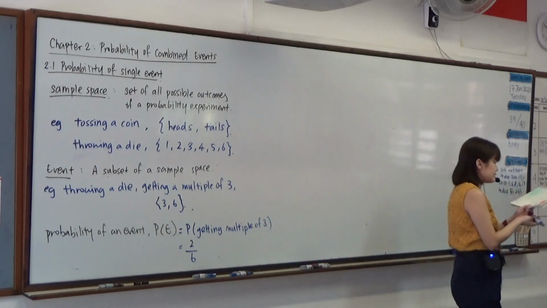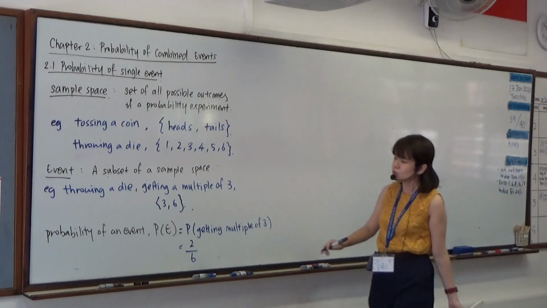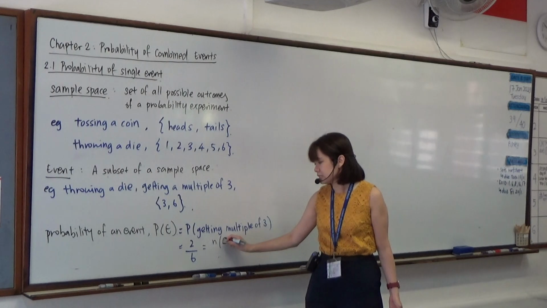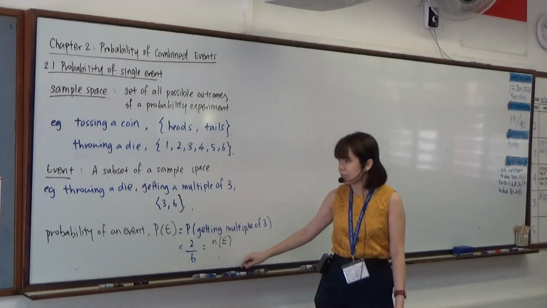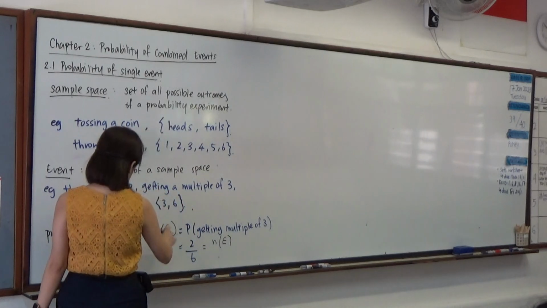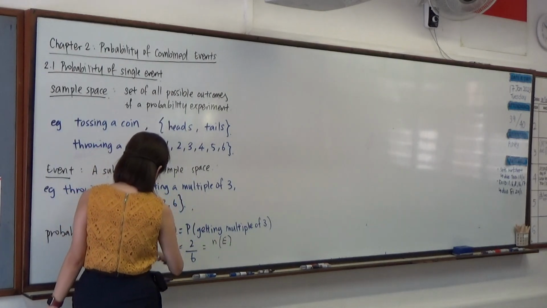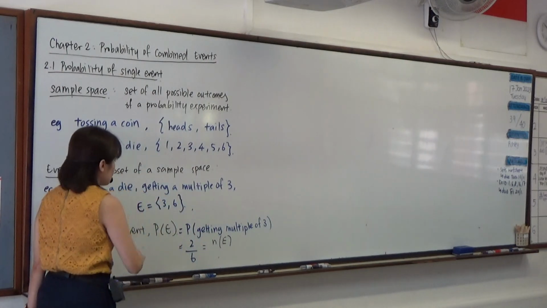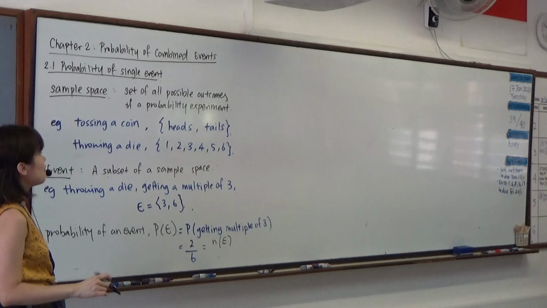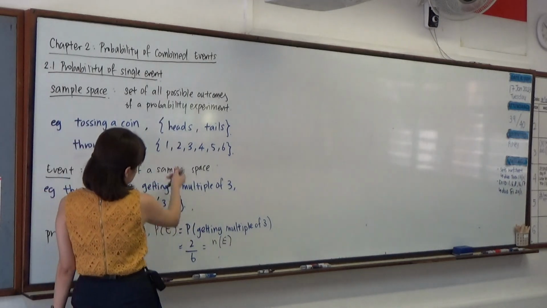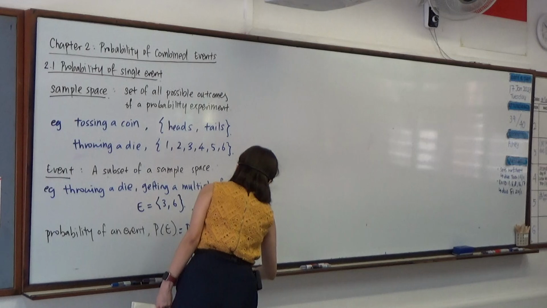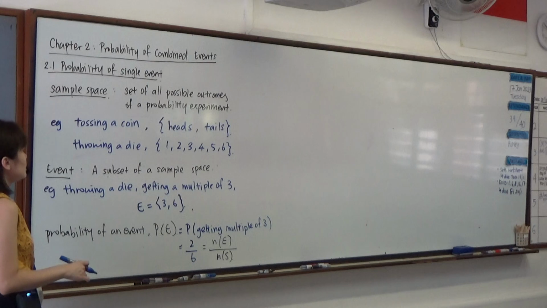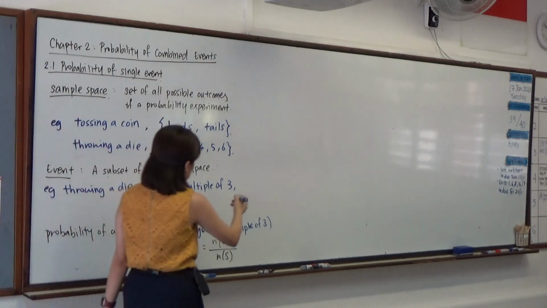So 2 out of 6, looking at the number 2, is actually the number of elements in the set E, whereby E is the outcomes of the event, the favorable outcomes of the event. And then 6 is the number of elements in the sample space. Sample space usually we denote as S.